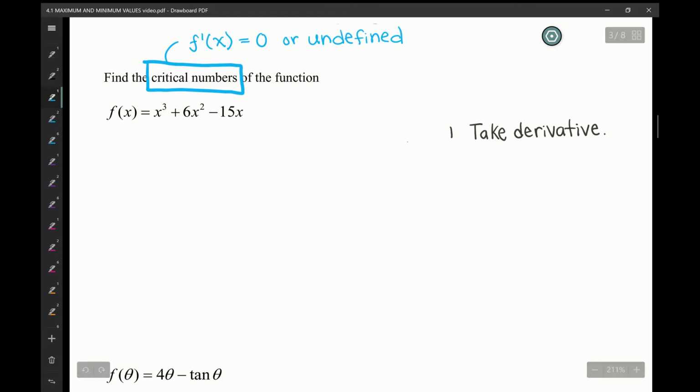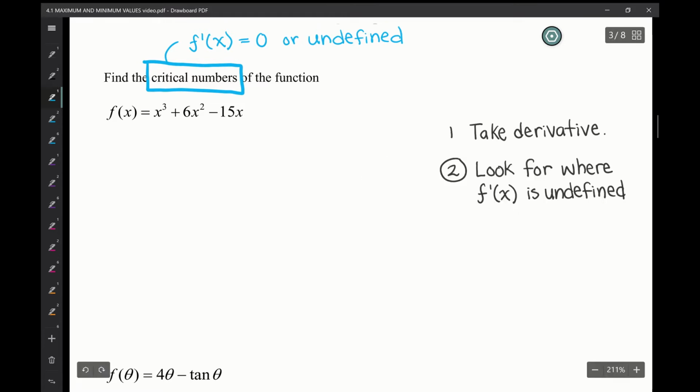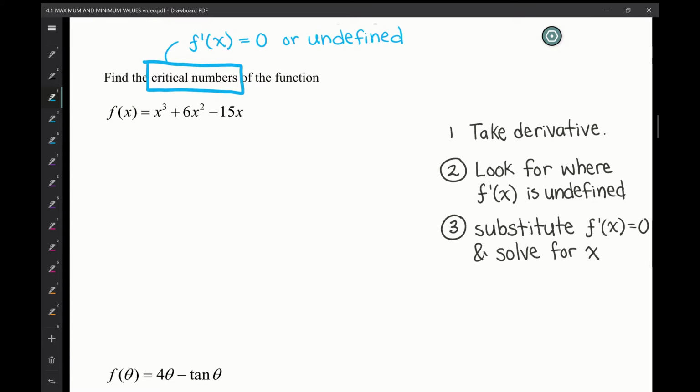After taking the derivative, you want to look for where the derivative is undefined, and then you want to substitute in 0 for f prime of x, then solve for x. So let's start with that first step. Let's find the derivative of f of x is equal to x cubed plus 6x squared minus 15x.